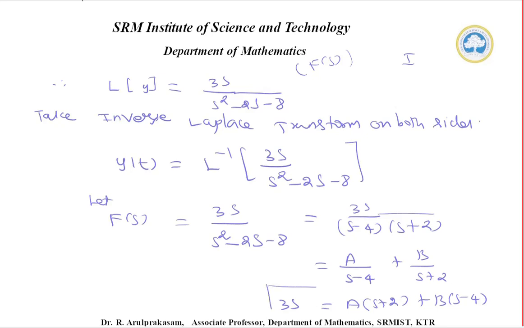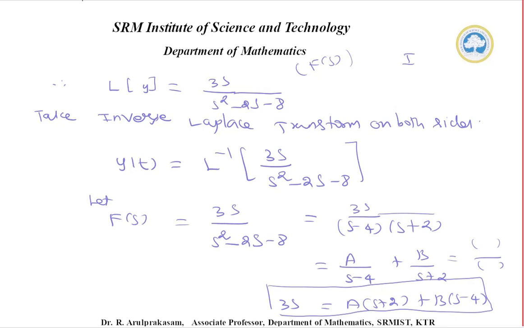You know how I am getting the a and b values? Follow this equation. How am I getting this equation? In a very simple manner, just take the LCM. I am getting this numerator side, and I am getting the denominator side like this. So equating the left hand side and right hand side, I am equating the numerator side on both sides.